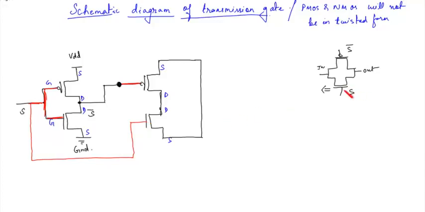It's not compulsory that this should be S and this should be S bar. These two are always complementary. That is, if this is S bar, then this should be S. So the input is given at S, at the source, and the output is obtained at the drain. So this is one form of schematic diagram.